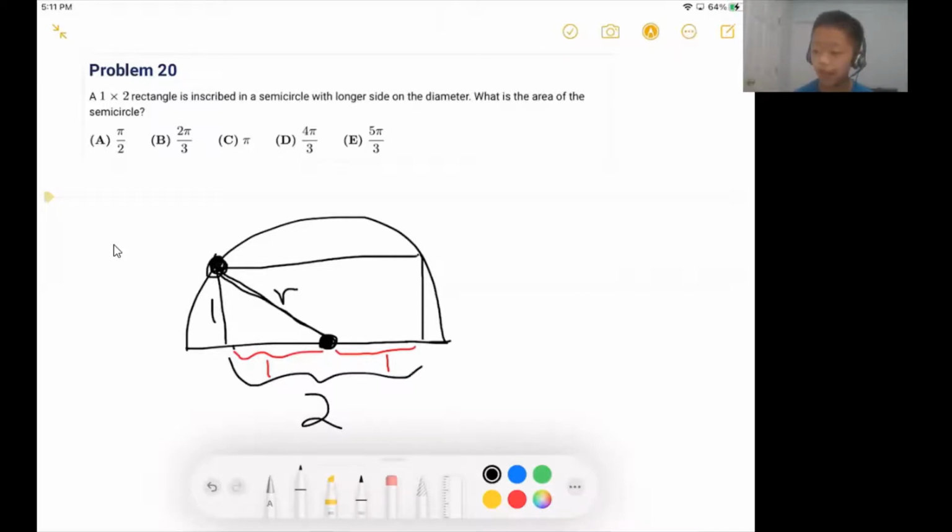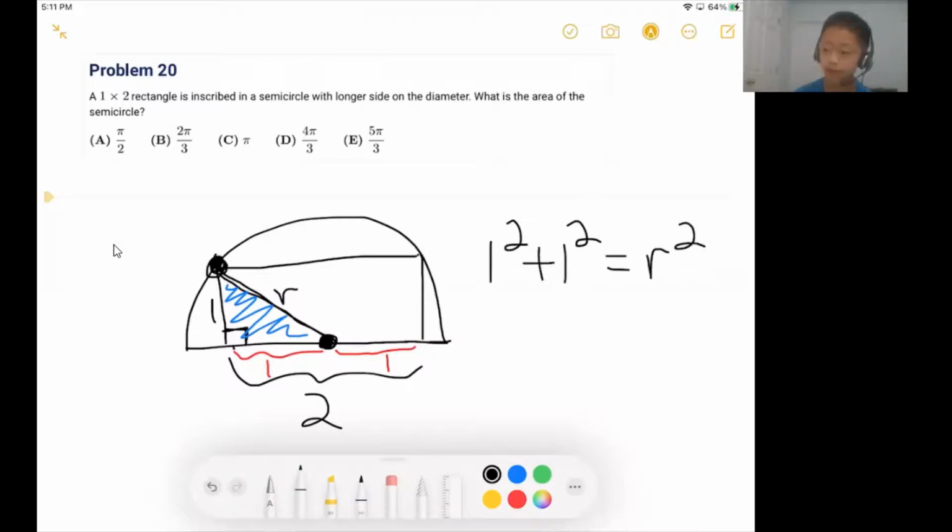Now this is a right angle because in a rectangle, all 4 of the angles are right angles. So I can take a look at this blue triangle and apply the Pythagorean theorem to it. The sum of the squares of the legs, which is 1 squared plus 1 squared, has to equal the square of the hypotenuse, which is r squared. So 1 squared plus 1 squared is 2, and this has to equal r squared.